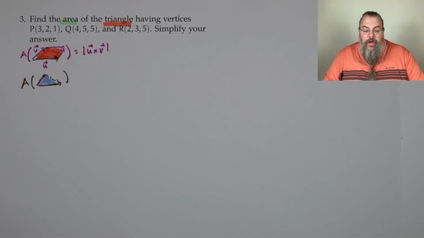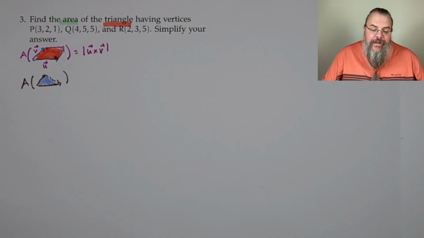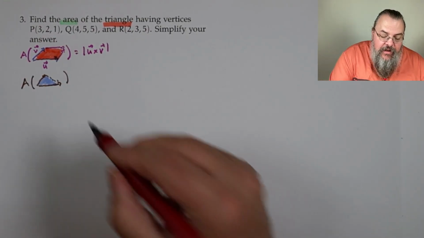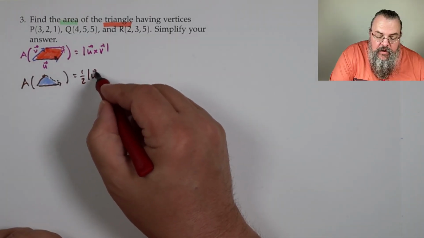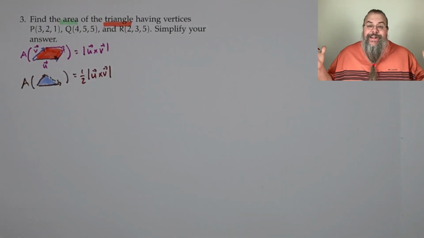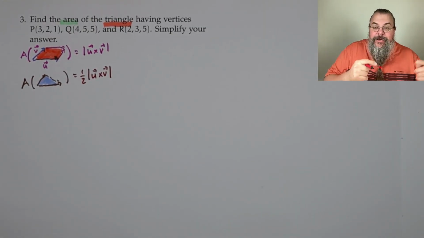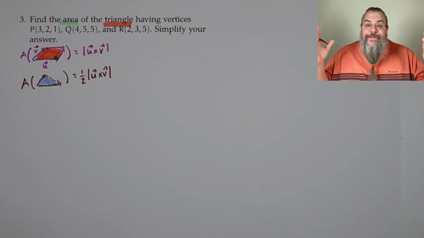You're like, what? It's half? Well, okay, we can handle that. So that means that this area is going to be 1/2 of the magnitude of u cross v. And we're like, okay, great. Now we know our plan. We're going to take u cross v, magnitude, times 1/2. Life is good.